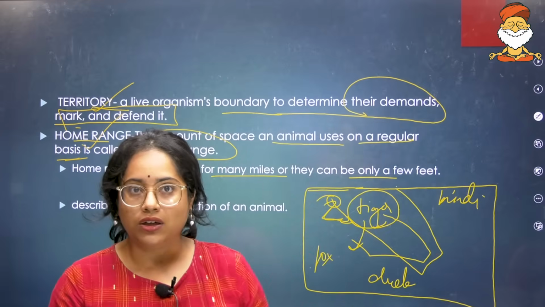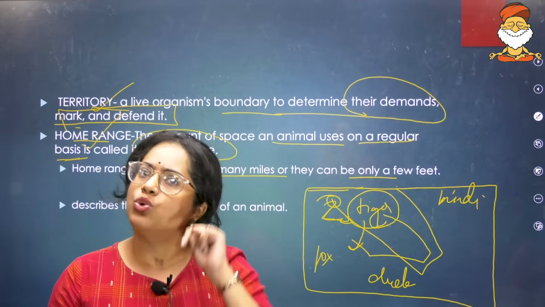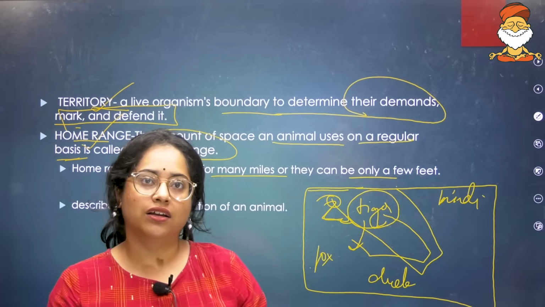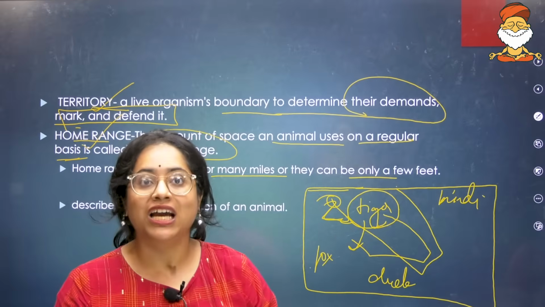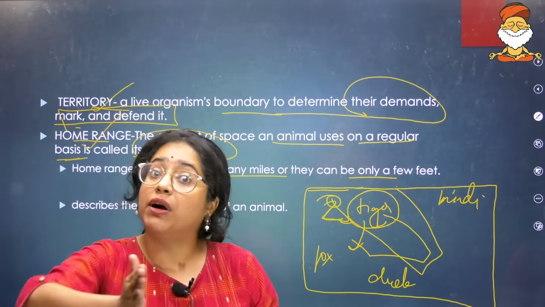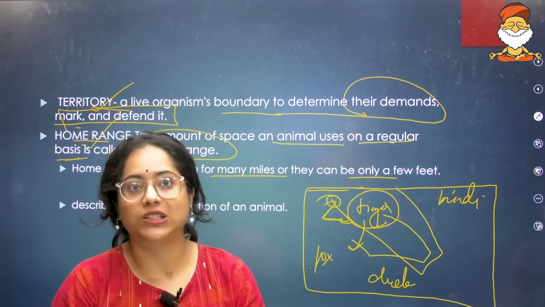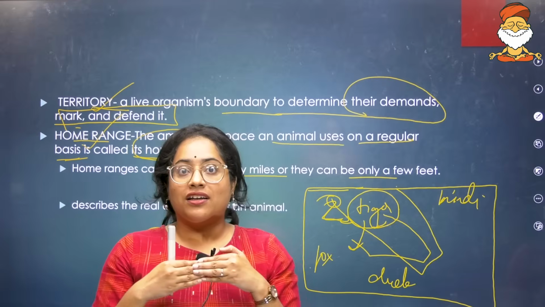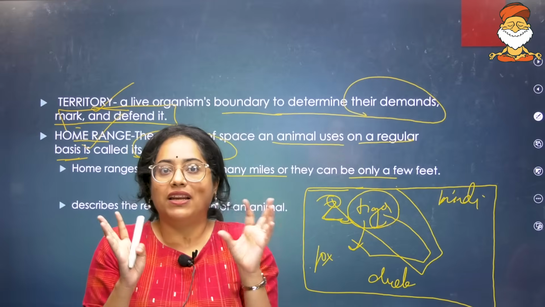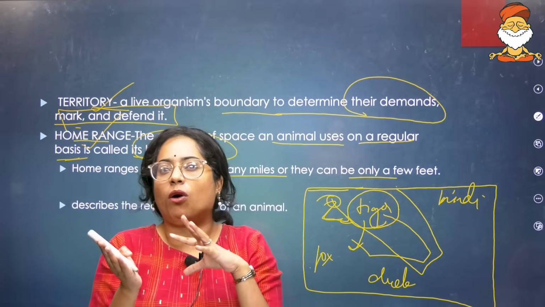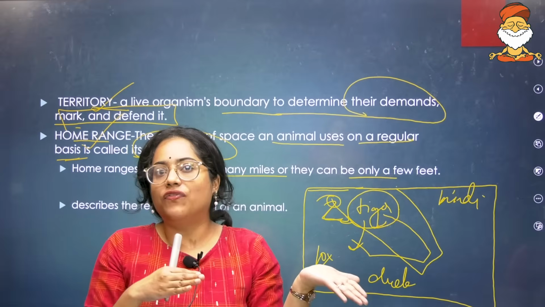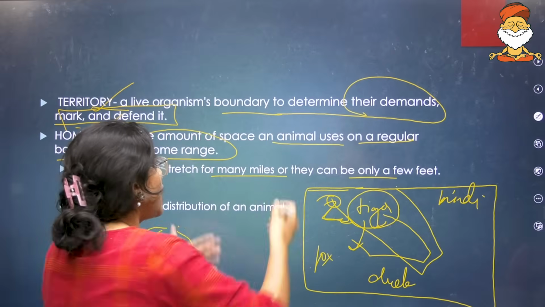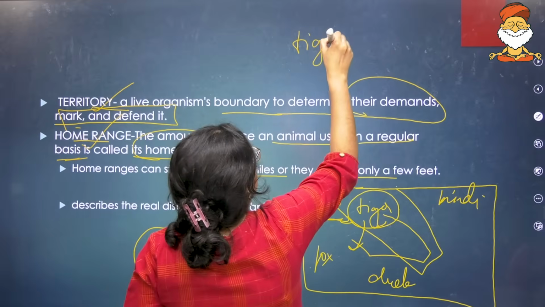So first point, will the tiger's home range be just within its territory? No. Territory, as I told you, is a much smaller concept. Let's think of what will be the problem if the territory of the organism and the home range of the organism were the same thing. Now, tiger has a territory.